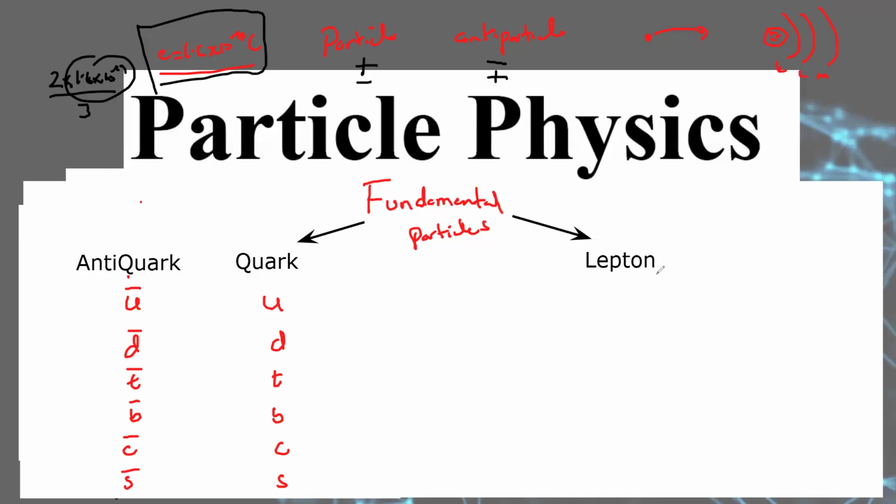Then we move to the lepton family. What are the leptons? The leptons are basically the electron. So the electron is a fundamental particle. Then the anti-electron, or electron neutrino, I mean. Anti was an antiparticle.